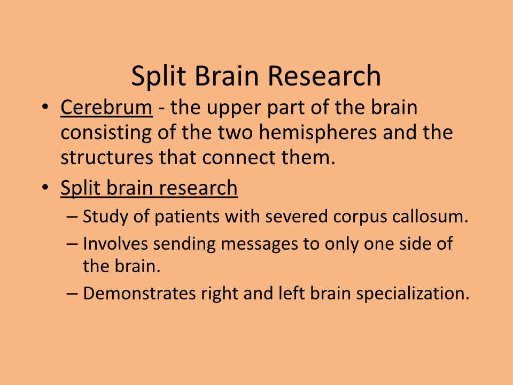Now, what is split brain research? Split brain research involves sending messages to only one side of the brain. So both sides of the brain are not being kept updated about what the other side is doing, and we're going to see it causes a lot of information challenges. We're also going to see that this tells us the specialization of each side. So we're going to see which side is more dominant and what.